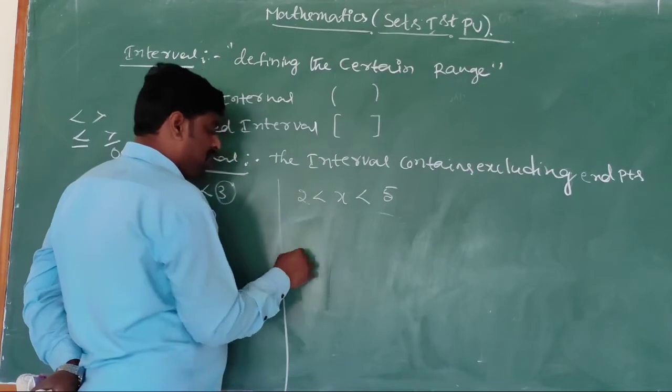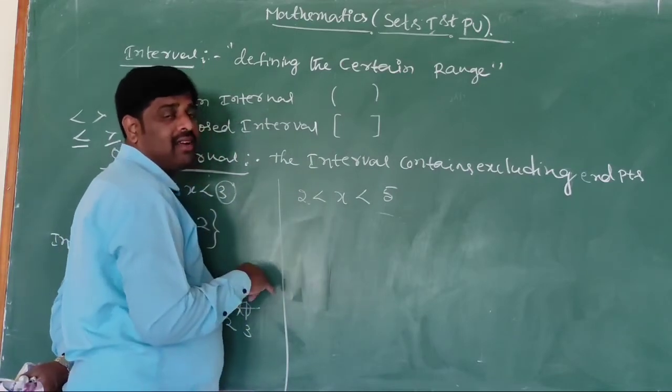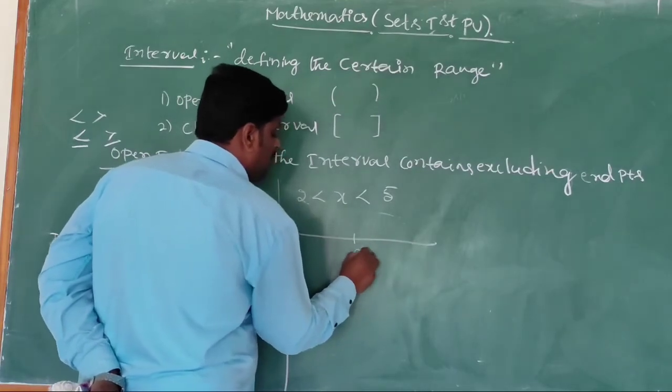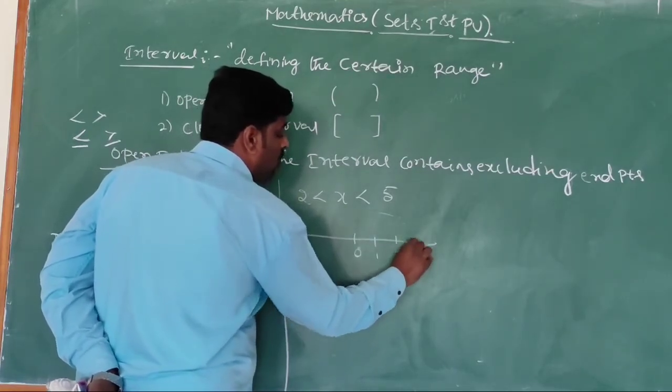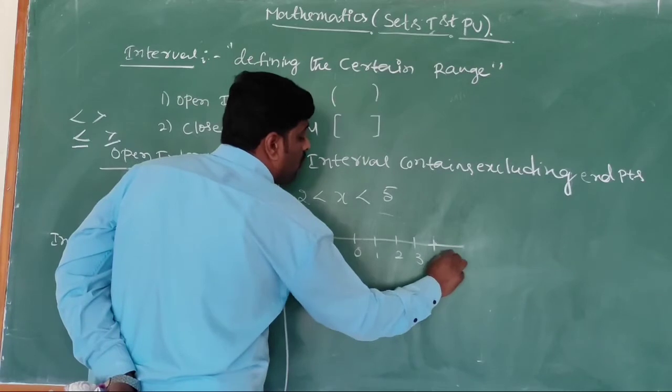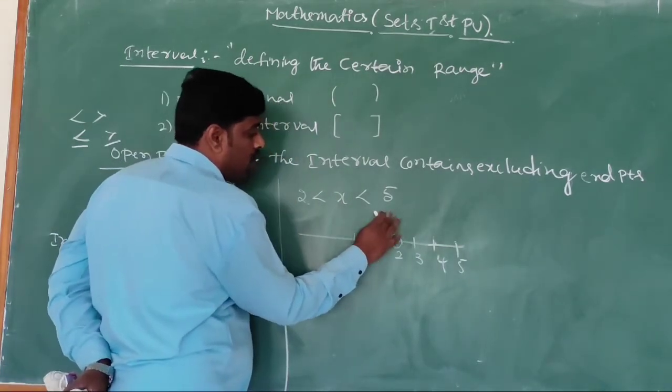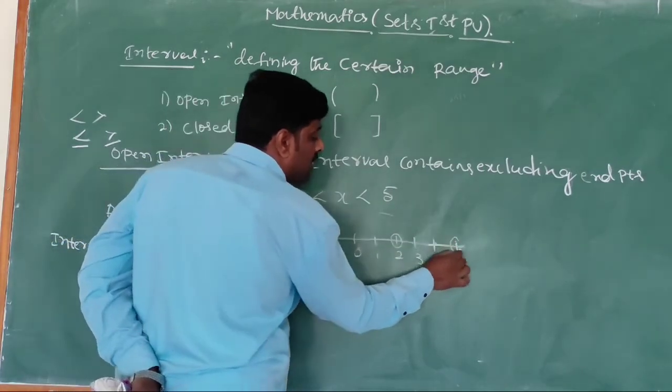Now first I will write number line and afterwards I will write set and afterwards I will write interval. See, this is 0 1 2 3 4 5. What are the end points? 2 is the end point. What are the end point? 5 is the end point.